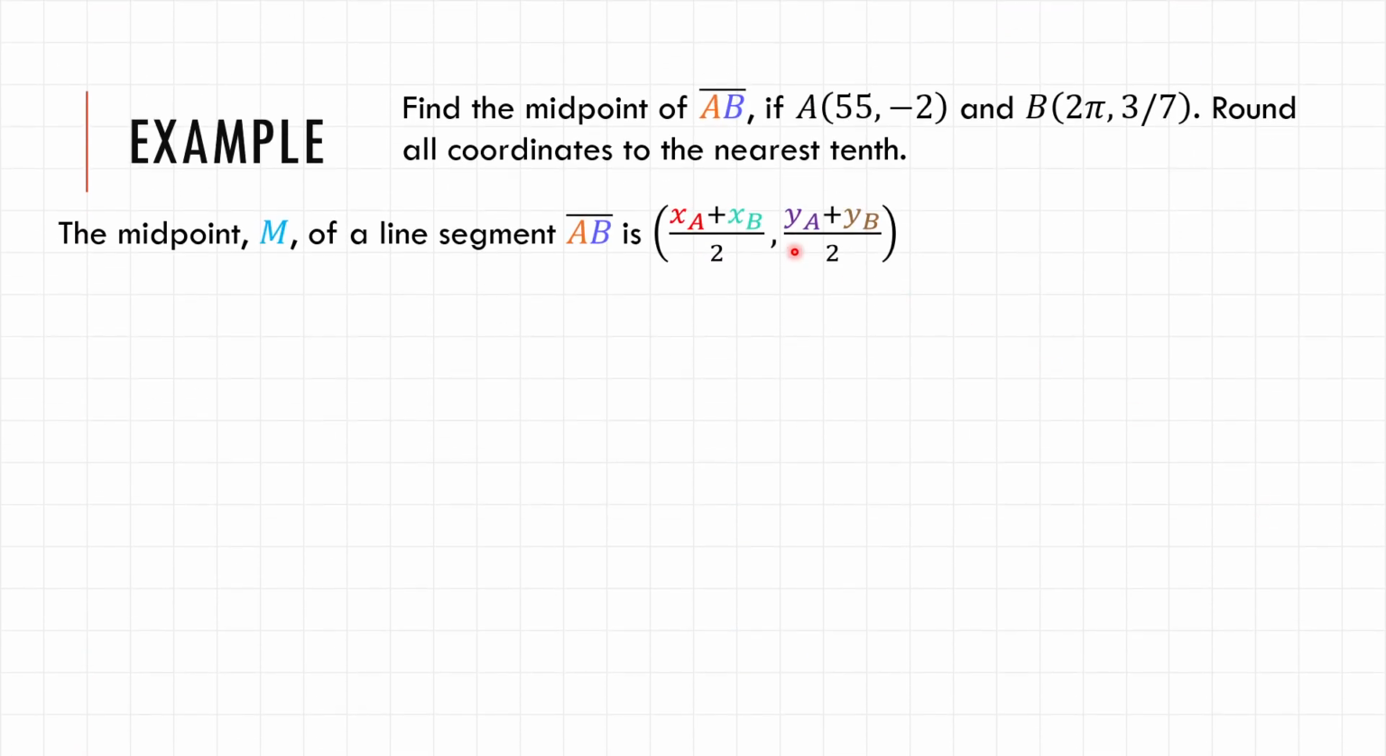Find the midpoint of the line segment AB if these are the coordinates of A and the coordinates of B, rounding to the nearest tenth. And here is the formula in case you need that. Well, the midpoint of a line segment, and sorry if you didn't get the chance to, please go ahead and pause the video and see if you can do that by yourself.